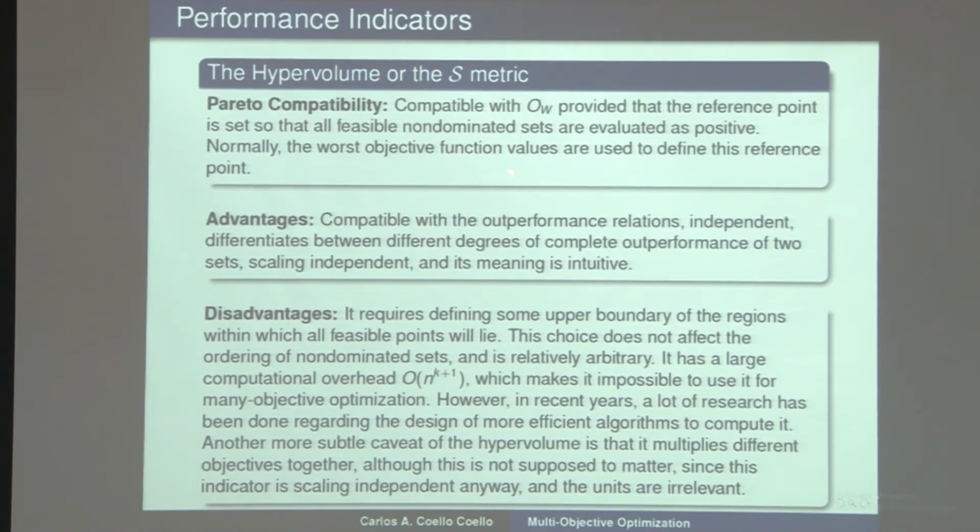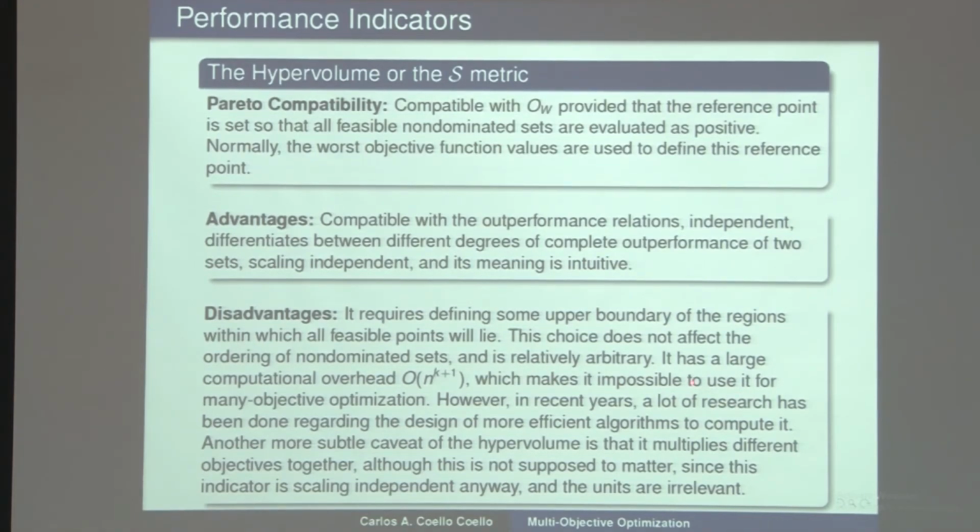Normally, we use the worst objective function values to define this reference point. So the advantages: it is compatible with the outperformance relations, is independent, differentiates between different degrees of complete outperformance of two sets, is scaling independent, and its meaning is kind of intuitive. Disadvantages, well, it requires defining some upper boundary of the regions within which all feasible points will lie, and this does not affect the ordering of non-dominated sets and is relatively arbitrary.